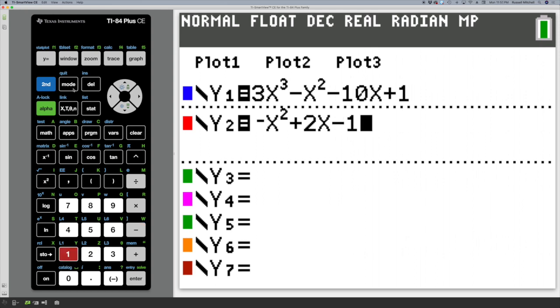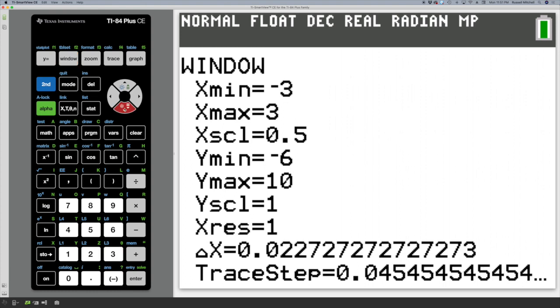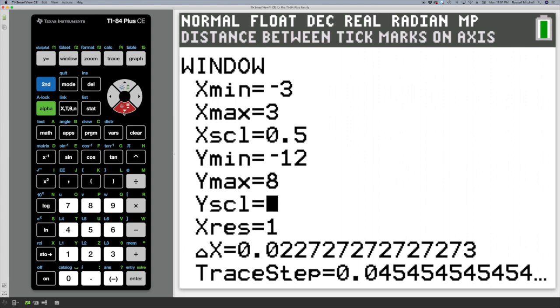To set my window, if they give you a graph, look at the graph. You can use it to your advantage. The left side, the x min, is negative 3, so I'm going to type that in. The x max is 3. They did an x scale of 0.5, so we'll keep it at 0.5. Then y min is negative 12 and y max is 8. For the y scale, I know they're only marking every 2, but they went by ones. Then let's press graph and see what we got.